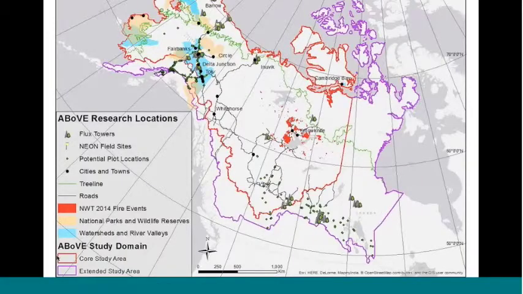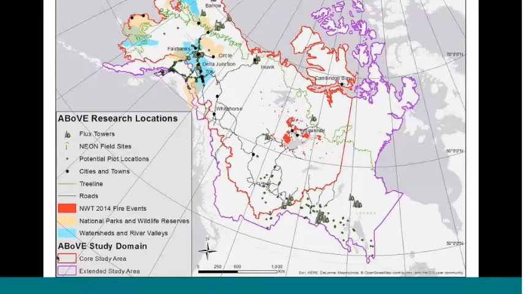So the study domain is, hopefully you have that slide up. It ranges from Alaska in the west all the way across to Hudson's Bay on the eastern end. There are a couple different definitions of the study domain. Outlined in red is what we call the core domain. That's where most of the activities will be taking place. And then what's outlined in purple is an extended domain that includes a bit more of the high Arctic as well as further south in the southern end of the boreal system of North America.